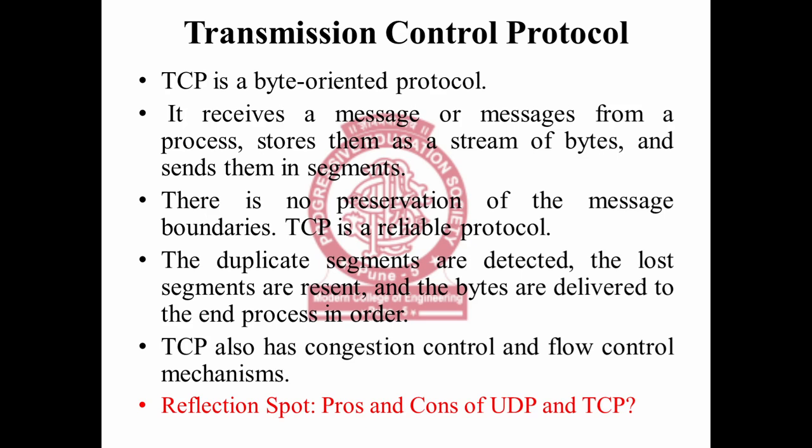TCP is a reliable protocol because if some message is not received by the receiver, or it is out of order, or some problem is there, the duplicate segments are detected and it is resent. So all the data will be delivered to the receiver. TCP takes into consideration the congestion control and flow control mechanism. Again I will repeat, TCP is a byte oriented protocol and it is a reliable protocol because it assures the acknowledgement of all the segments at the receiver side.